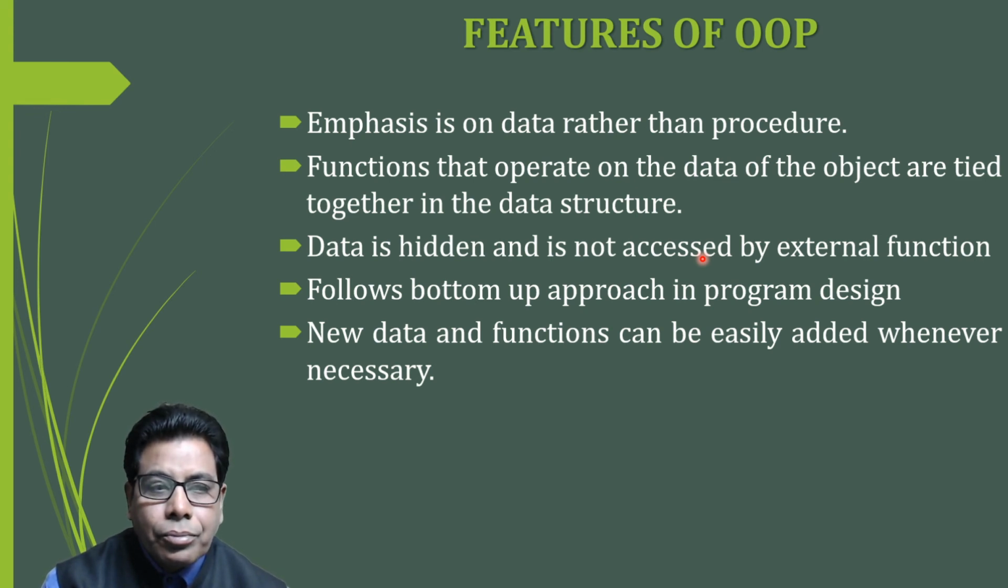Then, object oriented programming follows a bottom up approach in program design. The procedural and structural paradigms follow the top down approach. Here it follows the bottom up. That is the basic difference. So new data and functions can be easily added whenever we need. If you want to add, you can add a new class and then make objects of that. These are the basic features we have covered in this video. The details of features like inheritance, polymorphism, and abstraction will be covered in the next video.